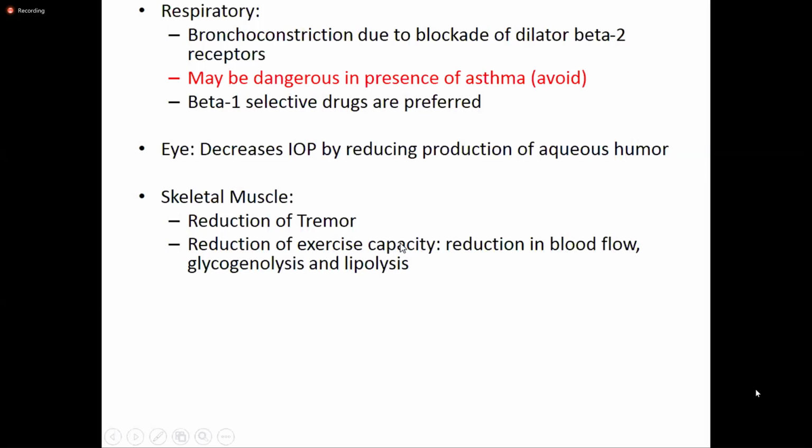And reduction in exercise capacity is also due to the inhibition of glycogenolysis and lipolysis. Normally when beta receptors are stimulated, they cause glycogenolysis and lipolysis and increase the blood glucose level. But when you are using beta blockers, there will be inhibition of glycogenolysis and lipolysis, and there will be a decrease in glucose. During exercise the body needs glucose, but because you are inhibiting glycogenolysis and lipolysis, there will be less glucose, and this will lead to the reduction in exercise capacity.